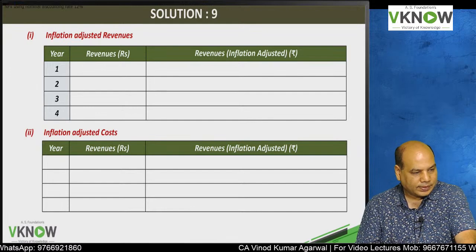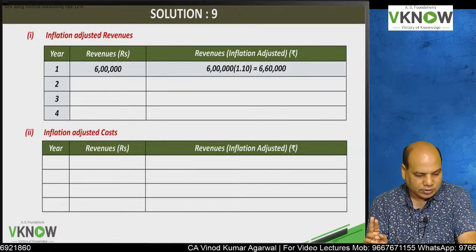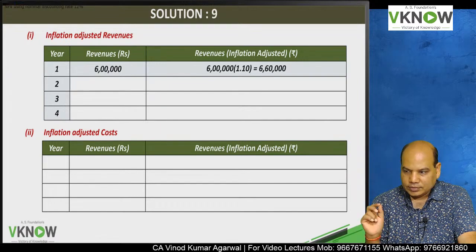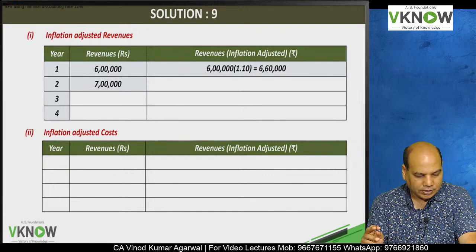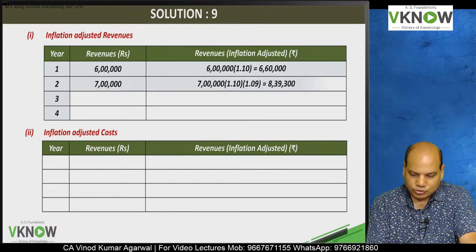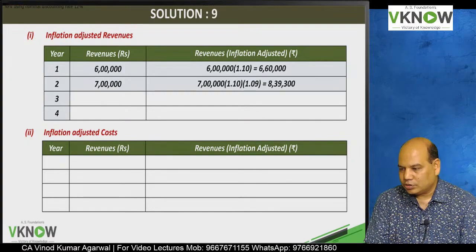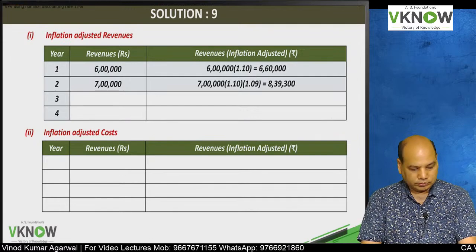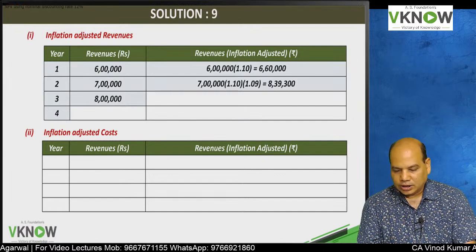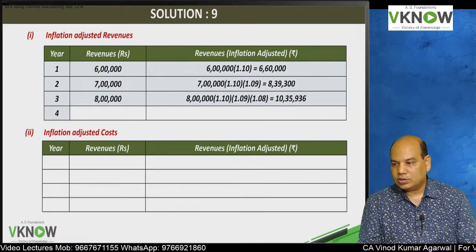Are you there? First I will show you how to do it. Revenue 6 lakh. First year inflation is 10%, so revenue into 1.10 is 6 lakh 60,000. Second year 7 lakh, but the inflation is 10% in the first year, 9% in the second year, so you will multiply by 1.10 into 1.09. The effect of inflation is cumulative. 839,300. Okay, 8 lakh into 1.10 into 1.09 into 1.08.